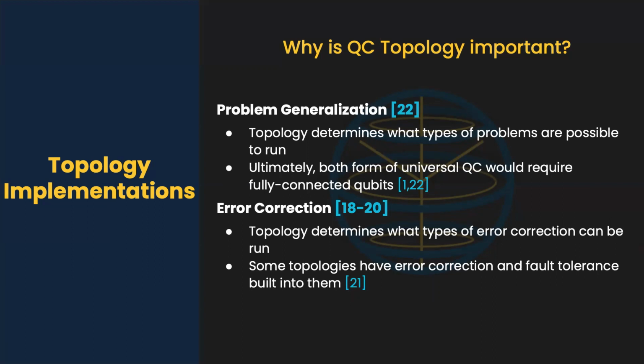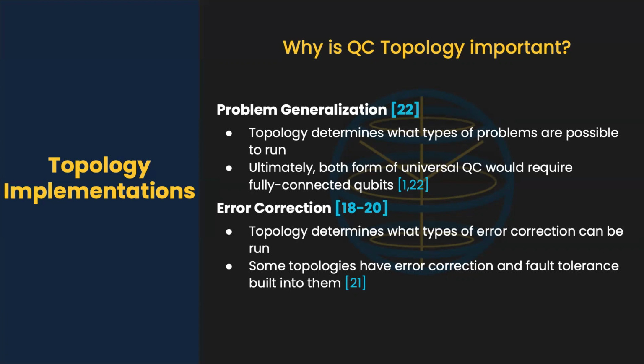And both forms of universal, both the modern corporate as well as the Feynman-Deutsch, will eventually need fully connected qubits, which none of what we've seen so far has been. It's all been like Google had 4, each qubit couples to 4, IBM had 3, D-Wave is crushing it with 15, but we're still nowhere near. They had 5,000 qubits in the machine, and each one is only connected to 15. You're miles away from fully connected.